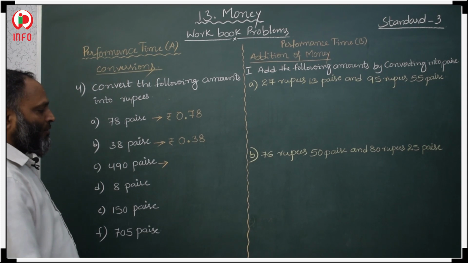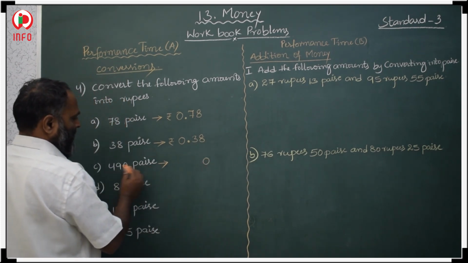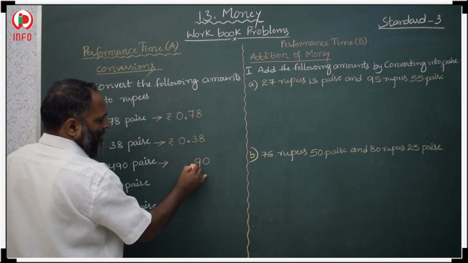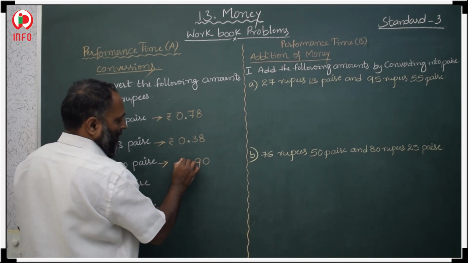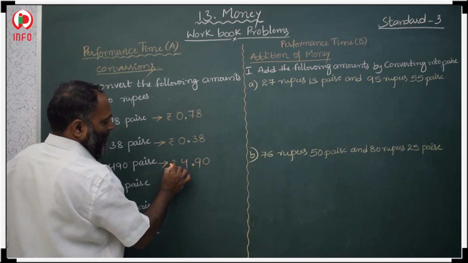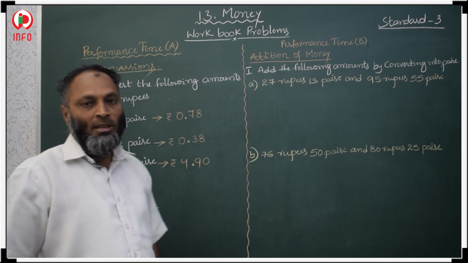So here also, same, from right to left. First the ones digit and tens digit. After the tens digit we keep a decimal. After the tens digit, the hundreds digit is 4, so write that 4. So after that, rupees: rupees 4 and 90 paisa.